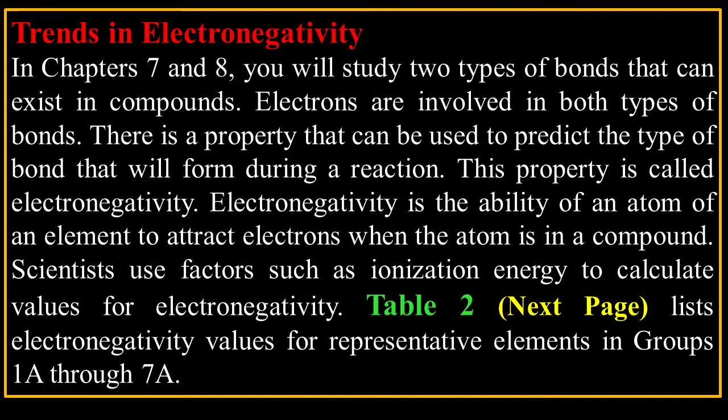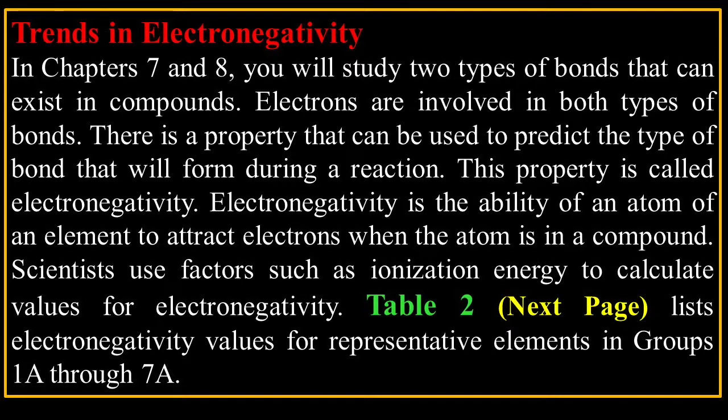In chapters 7 and 8, you will study two types of bonds that can exist in compounds. Electrons are involved in both types of bonds. There is a property that can be used to predict the type of bond that will form during a reaction. This property is called electronegativity. Electronegativity is the ability of an atom of an element to attract electrons when the atom is in a compound. Scientists use factors such as ionization energy to calculate values for electronegativity.